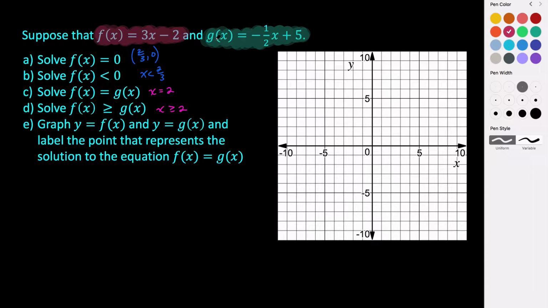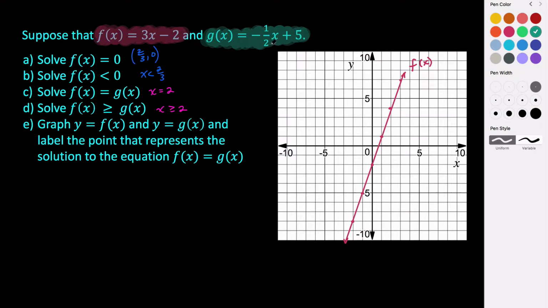So I'm going to graph f of x in red and then g of x in green. So remember, to graph this function, we start at the y-intercept. So the y-intercept is negative 2. And then we use the slope of positive 3 to graph the rest of our points. So up 3, right 1, up 3, right 1, or down 3, left 1. And then draw our line. So this is our function f of x.